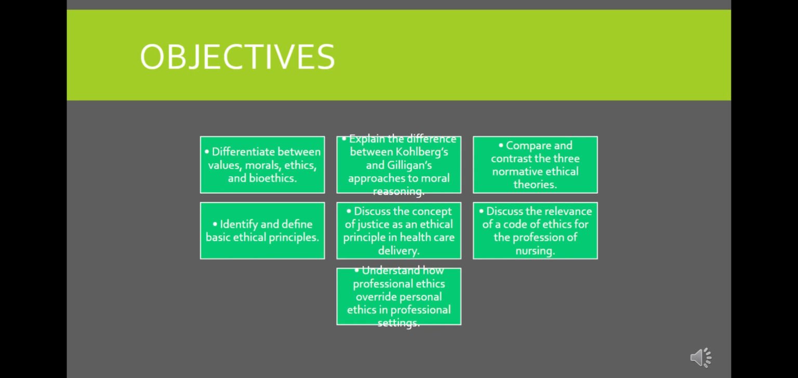Always begin where you hope to finish. That's how you know how to get there. We will differentiate between values, morals, ethics, and bioethics. Sometimes those terms are used interchangeably. They're really a little different, if only subtly. We will identify and define basic ethical principles. We'll talk about Kohlberg's model, Gilligan's model, and we'll explain a few of the differences. They developed models that explain how we grow and develop in our moral reasoning. As it has implications to nursing, we'll discuss them.